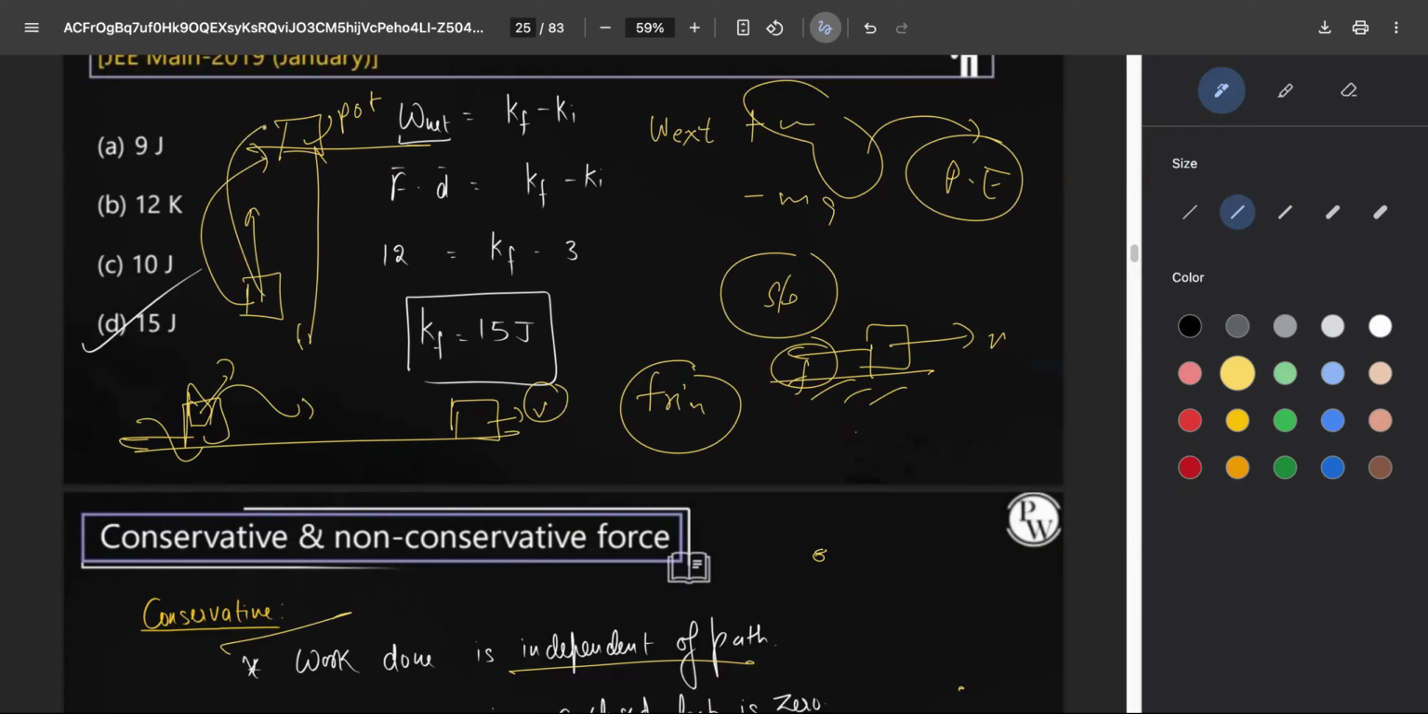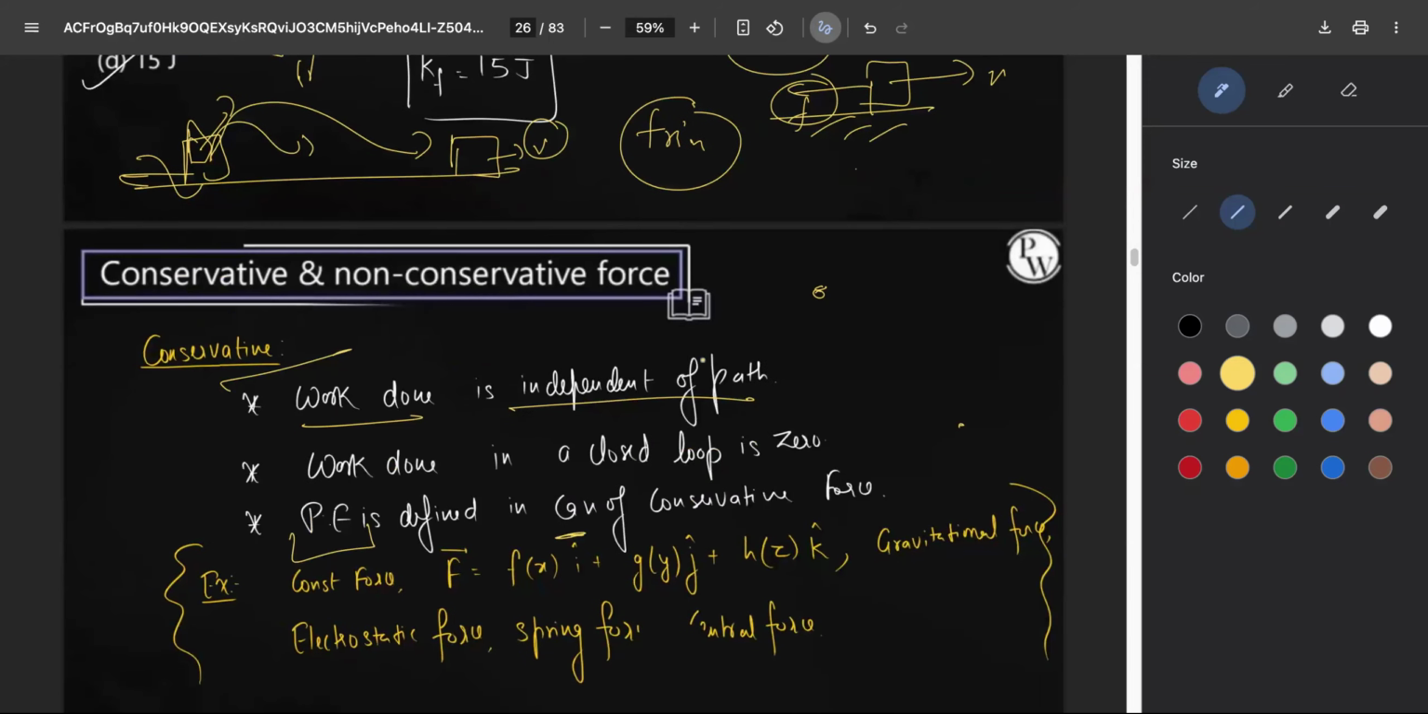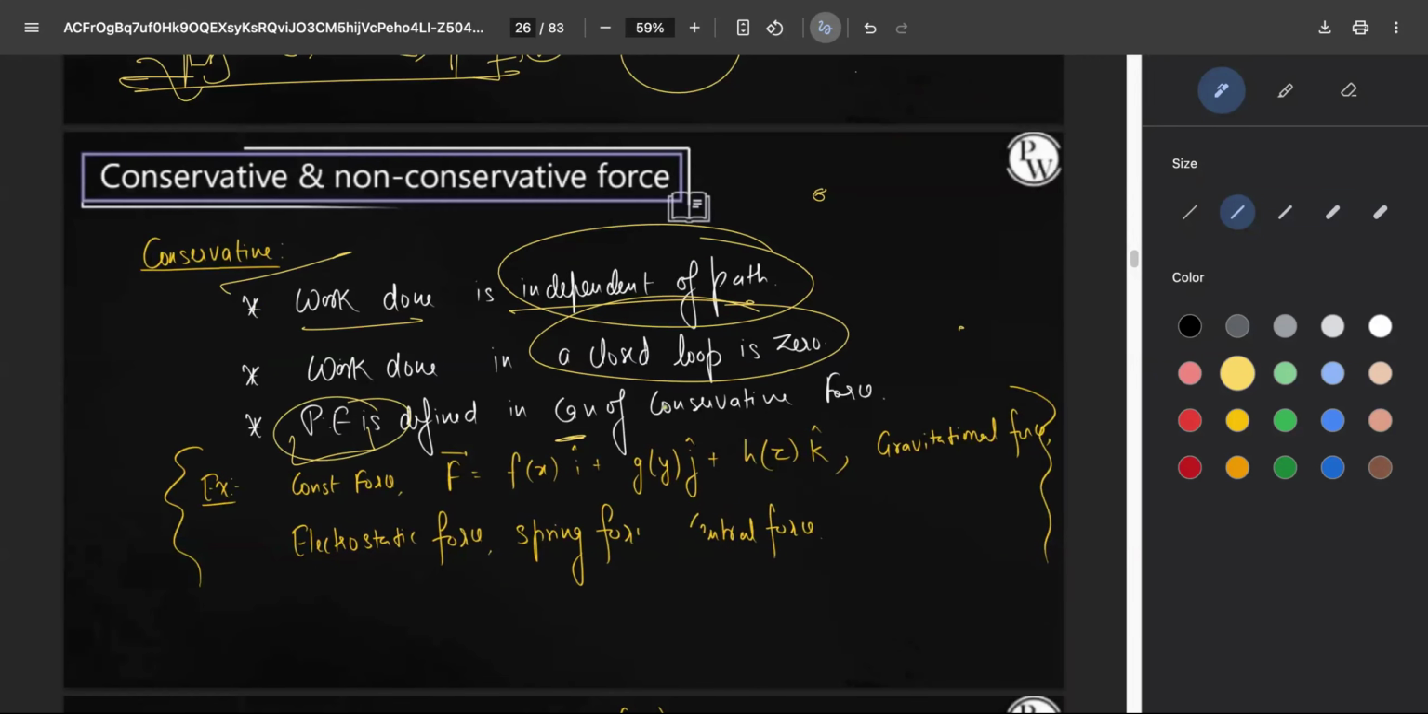In this case, it is converting into potential, so you don't have to worry. Your kinetic is getting converted into potential, and potential into kinetic will happen. But here kinetic is not converting into potential. So very simple point: work done in case of a conservative force is independent of path. Over a closed loop it is zero, and potential energy is only defined for the conservative force.